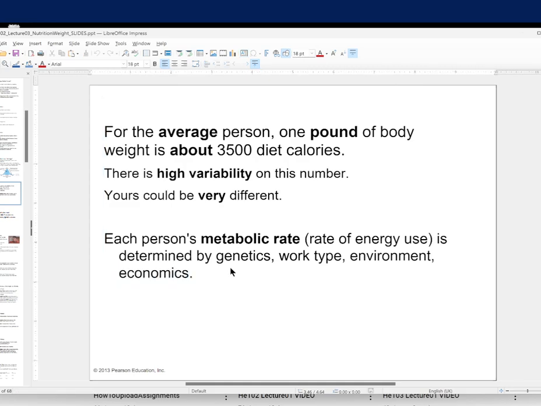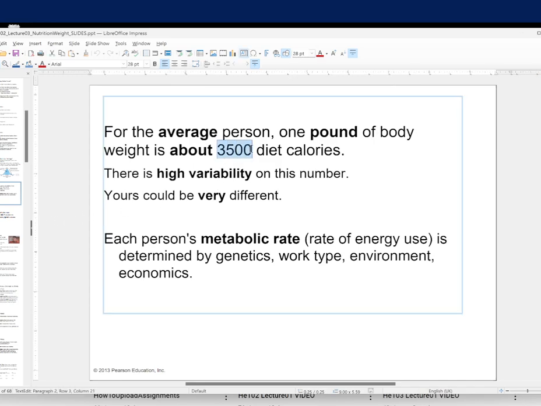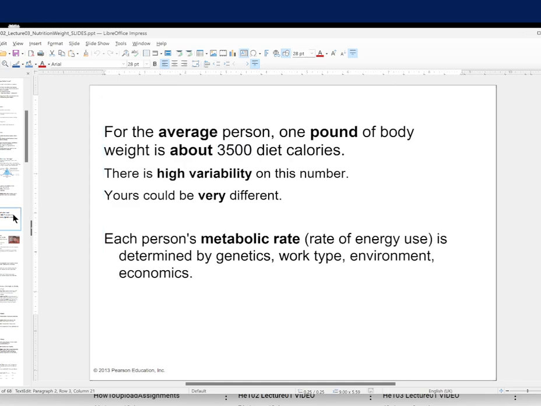Oh, and by the way, the day of the week and the temperature of the weather, they all affect metabolic rate. So for now, for the needs of this class, let's just accept that it's on average 3,500, and because it's a convenient number to work with.